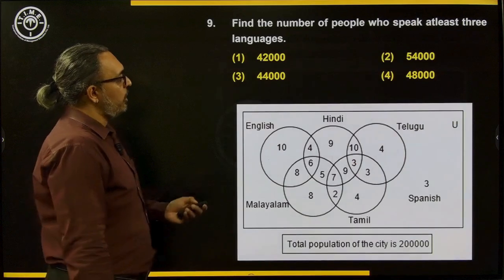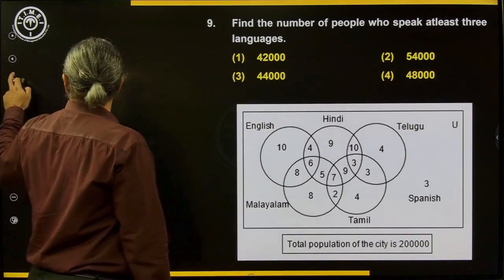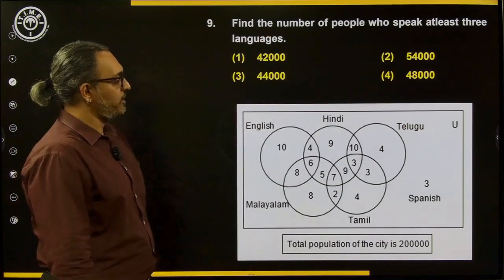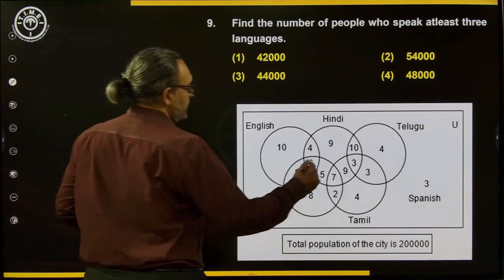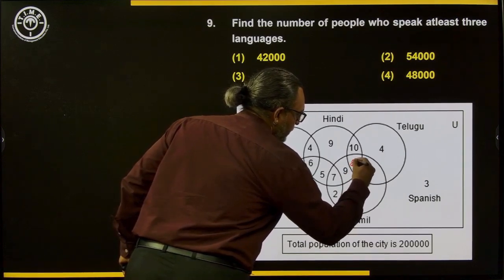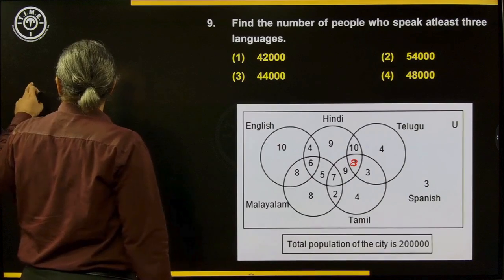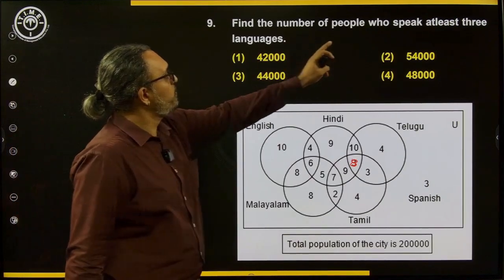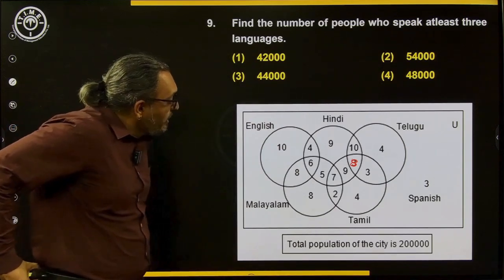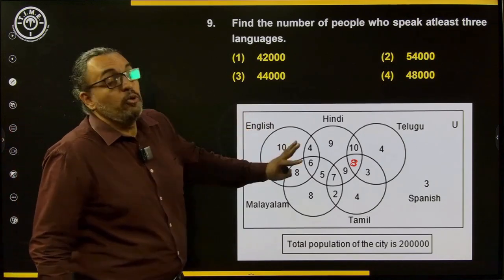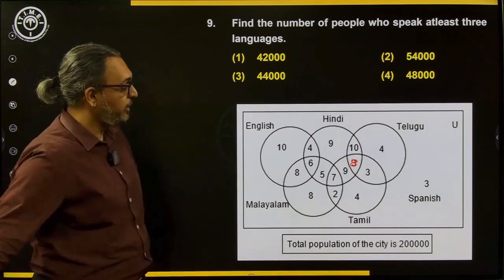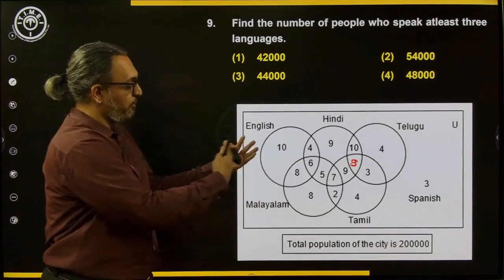Okay. So now our question. Find the number of people who speak at least 3 languages. So here we know this is 8, correct? So I have made the changes. So this actually is 8. Now he said who speak at least 3 languages, minimum 3 languages. Now here I don't have people who speak 4 languages. I don't have anybody who speaks 4 languages. If you check carefully, there are only places where 3 circles are perfectly overlapping with one another.